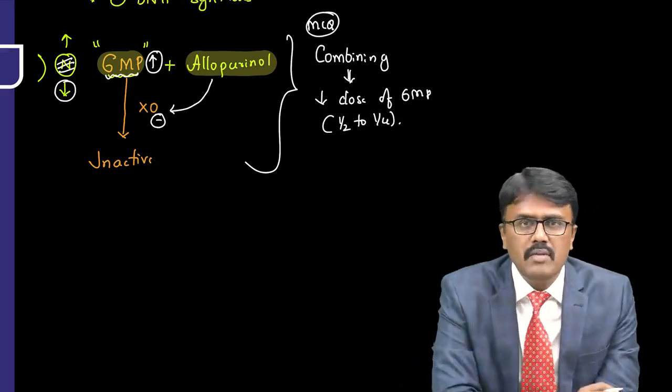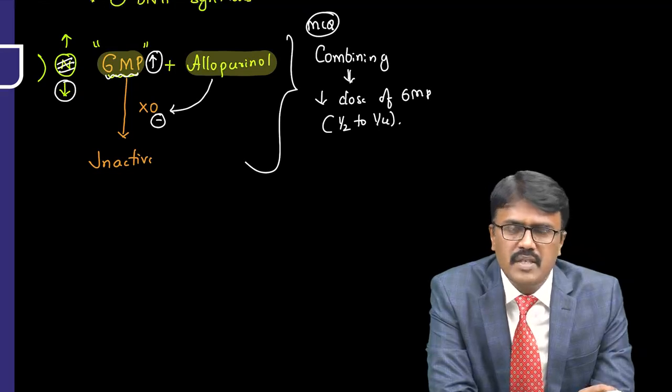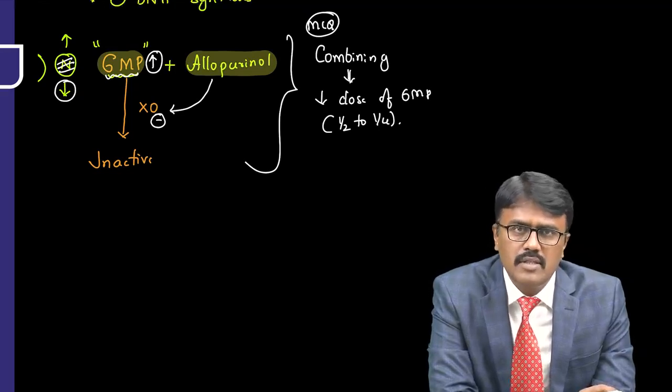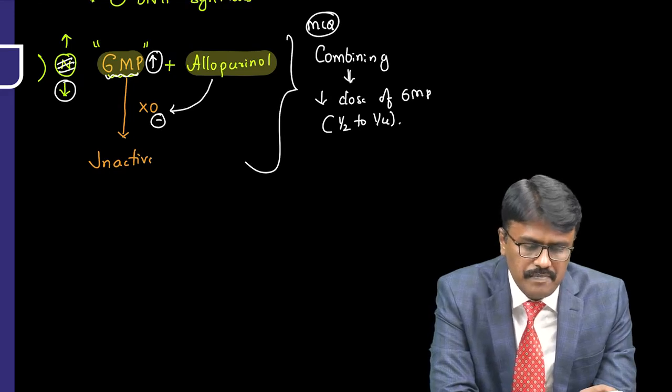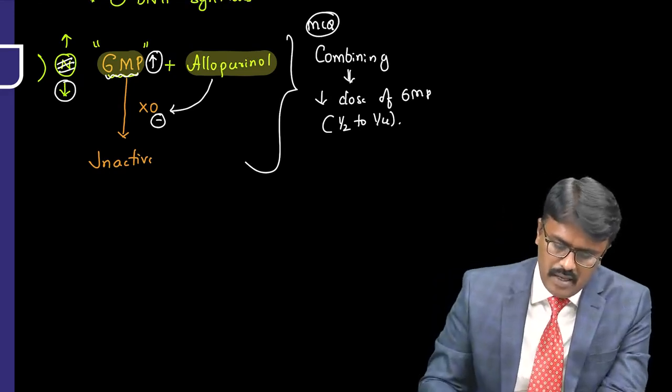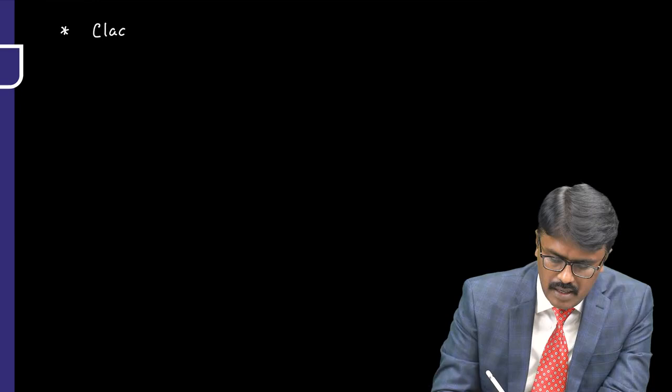Sir, should we do the same thing for 6-thioguanine? Not required. 6-thioguanine is not metabolized by xanthine oxidase. For that, it is not required, so don't worry. So then we have other purine antagonist drugs. The name is called cladribine.